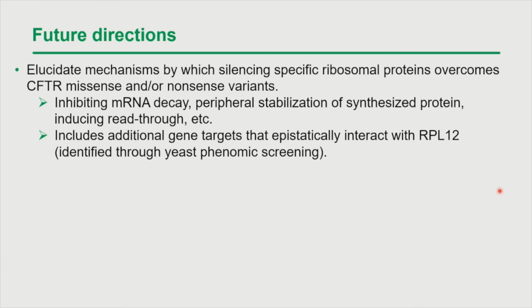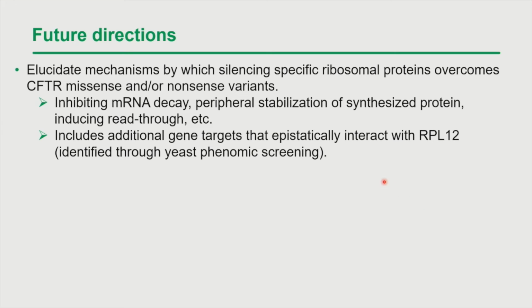So to summarize and talk about our future directions, we are endeavoring to elucidate the mechanisms by which silencing these specific ribosomal proteins overcome CFTR missense and/or nonsense variants. We hypothesize there could be a number of pathways involved, such as inhibiting mRNA decay, peripheral stabilization of synthesized proteins, which is a known feature of 1282X CFTR, for example. We might be inducing read-through and more.